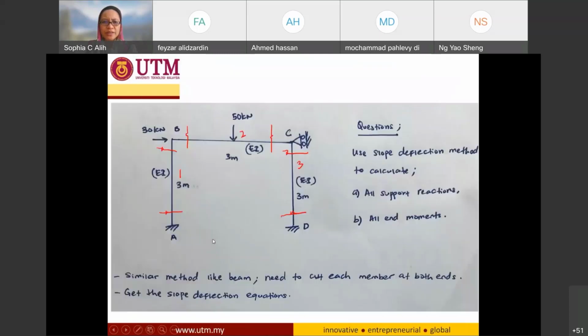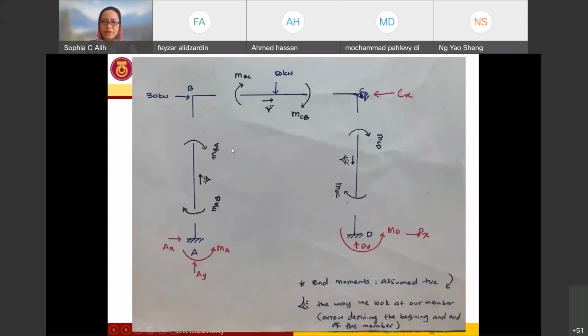Now, after I cut from this, I will look into it as my first member, second member, and the third member. So if I elaborate, I will have something like this. This is the first one, my member AB, and from this member AB, I will have my moment. I assume it to be in a positive direction, so my end moment is all going to be in clockwise direction. So this is my member number one, member number two, and number three.